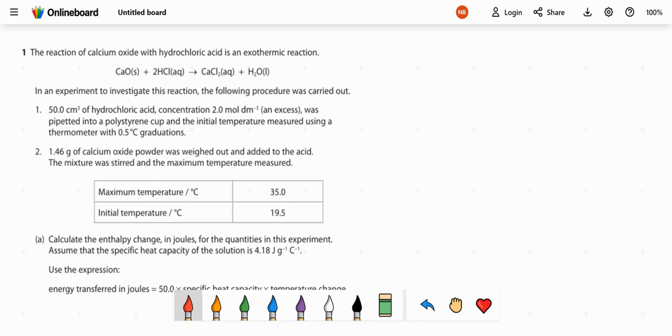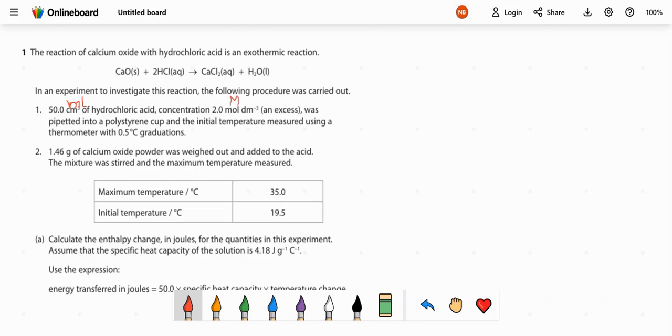In an experiment to investigate this reaction, the following procedure was carried out. They have taken 50 cm³, which means it is in cc unit. That is 50 ml. And then this one, 2 ml, it's not 22 ml. And here it is not mole ml, it is a molarity. Look at this, it's a molarity. Mole per decimeter cube is nothing but the molarity.